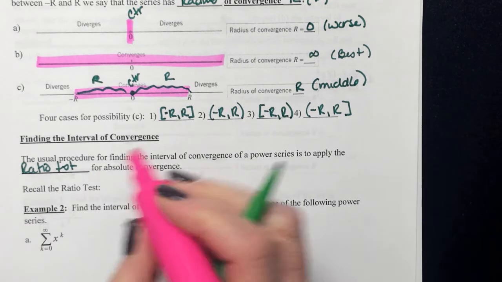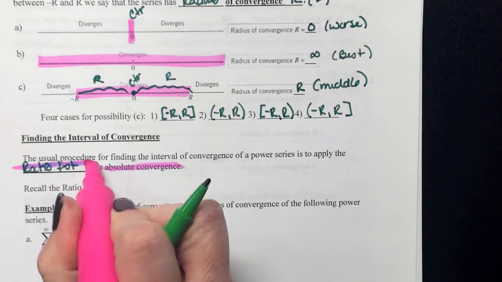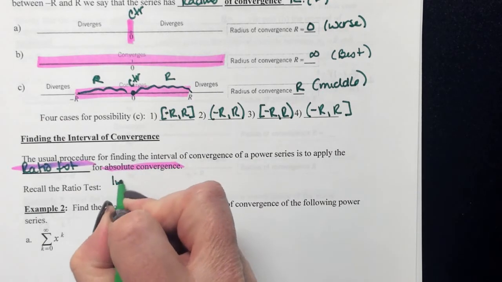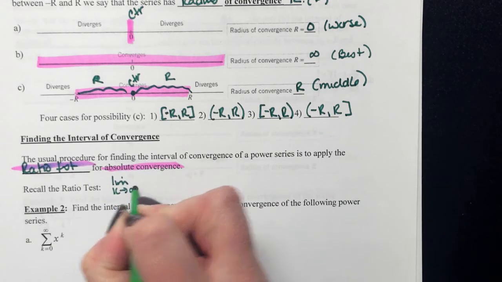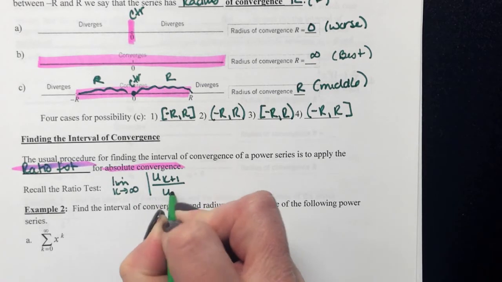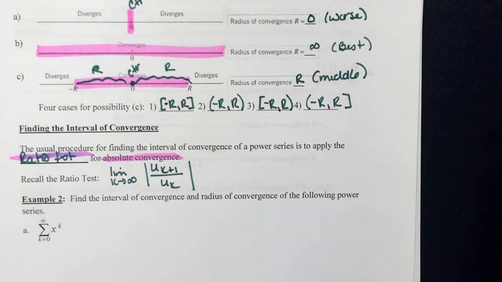for absolute convergence. So to find your interval of convergence, we're going to go back and look at your ratio test for absolute convergence. If you remember your ratio test, the limit as k goes to infinity of the absolute value of u sub k plus 1 divided by u sub k. So if you remember by your ratio test, if it was greater than 1, we had divergence. If it was less than 1, it converged. If it was equal to 1, it was inconclusive.